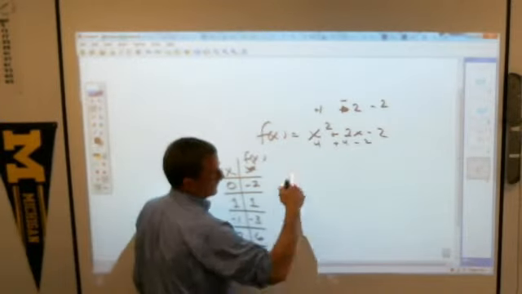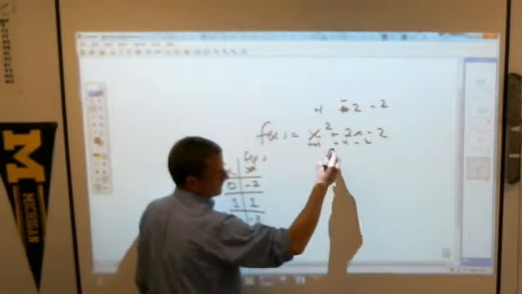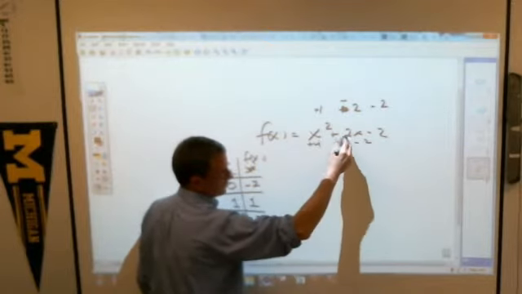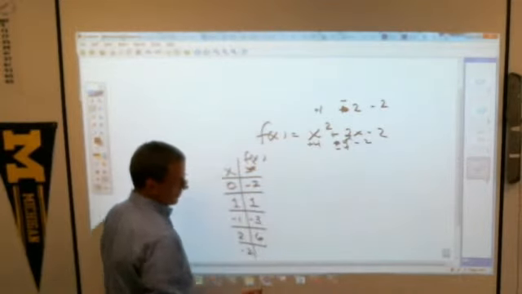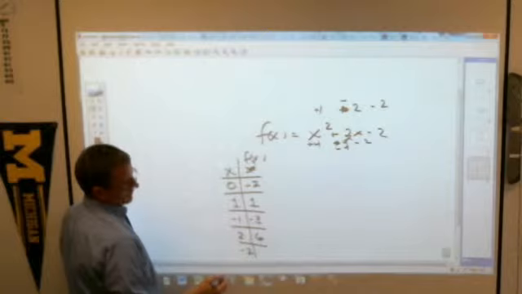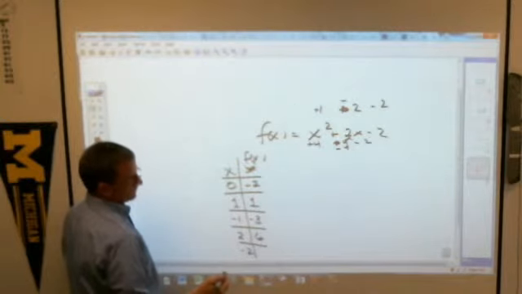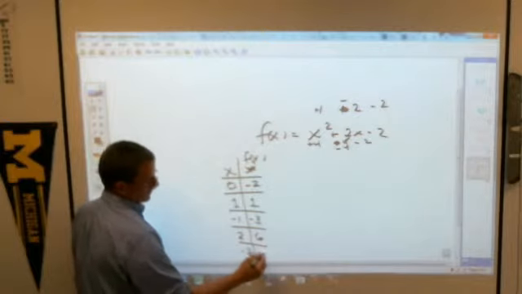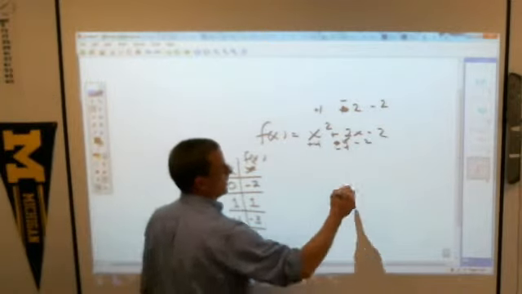What if x is negative 2? Negative 2 times negative 2 is positive 4. This becomes minus 4 because 2 times negative 2, minus 2. You get 4 minus 4 minus 2. Negative 2. Okay. Now, let's look at what the graph of this looks like.